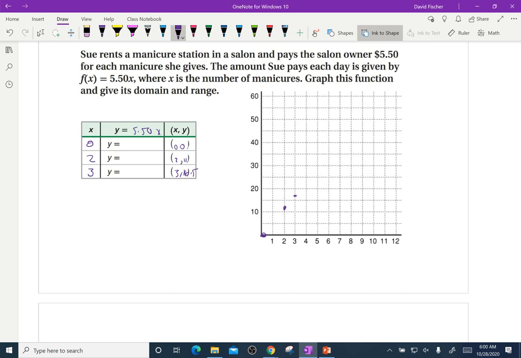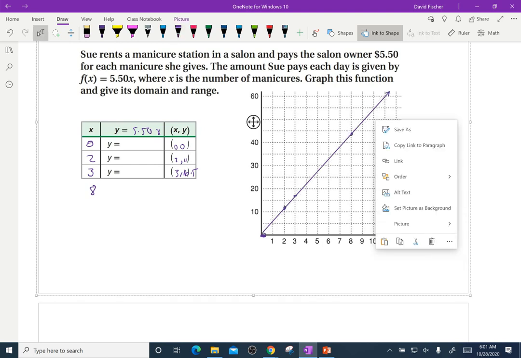Now I want to pick something way far out there. Let's pick 8. 8 times 5.50. I'm getting 44. So if I come out here to 8 and I come up to about 44, I'll be right about there. Now I can kind of draw my line. Even though it's individual people that we're paying rent on, I can still draw my line to see where I'm going to be as far as what I'm paying this person.